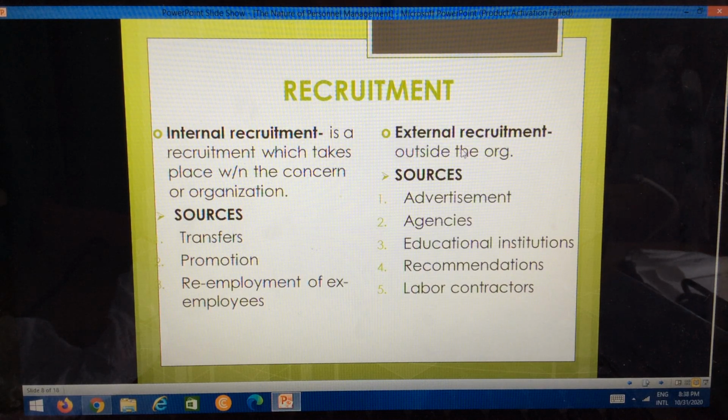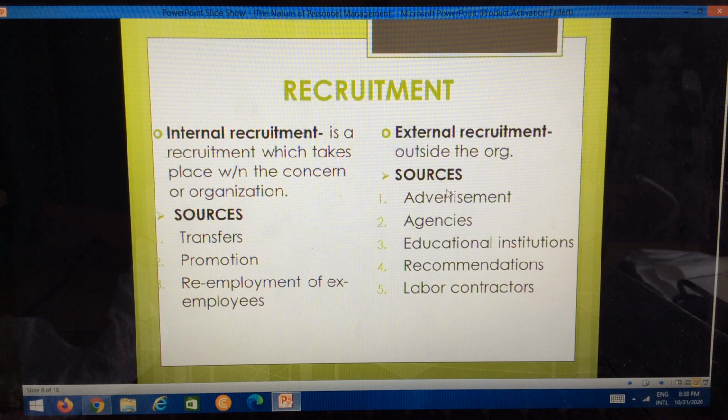So external recruitment. External recruitment means outside the organization. So these are the sources of external recruitment. First is advertisement. Advertisement through newspaper, classified ads, television, radio, and just job posting outside the company.